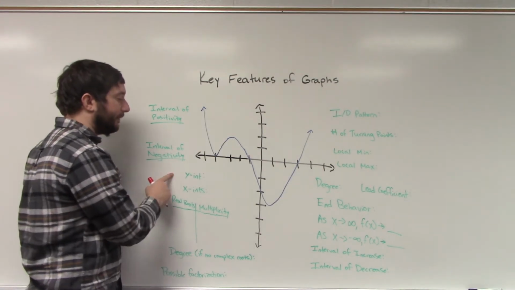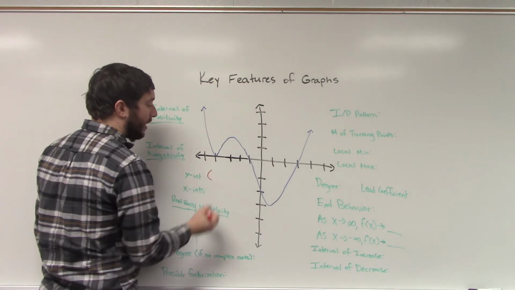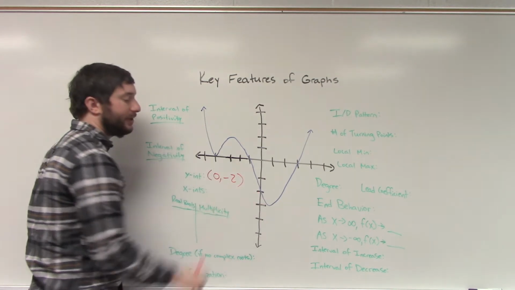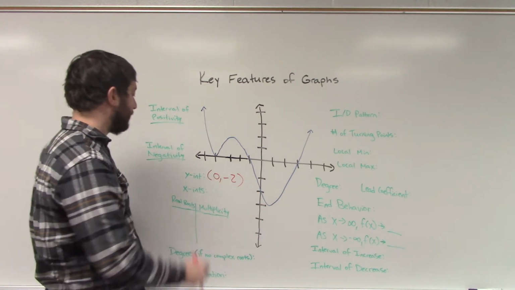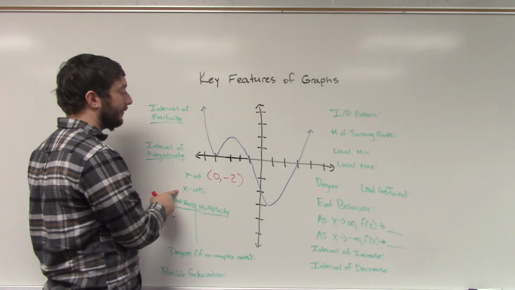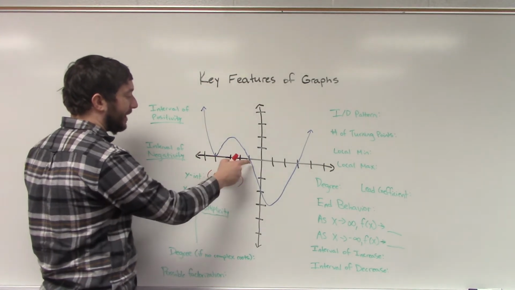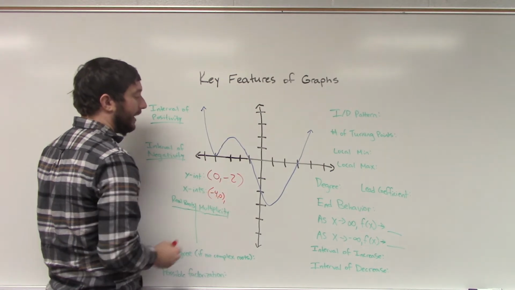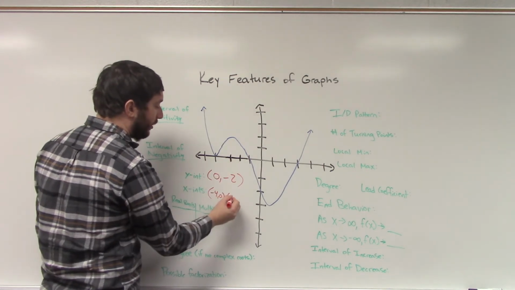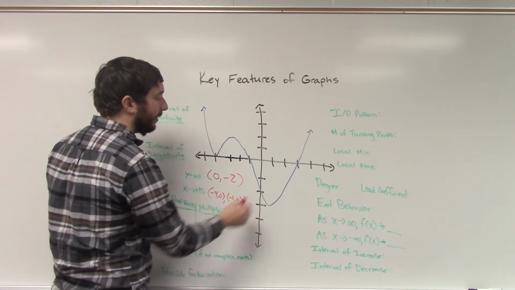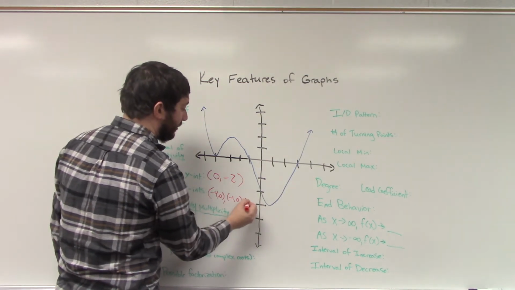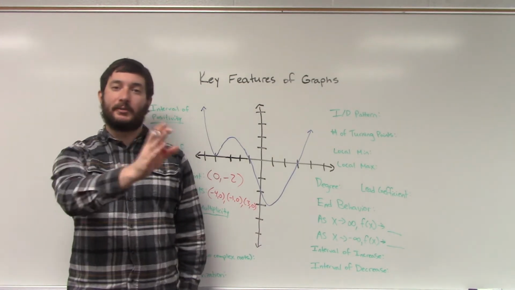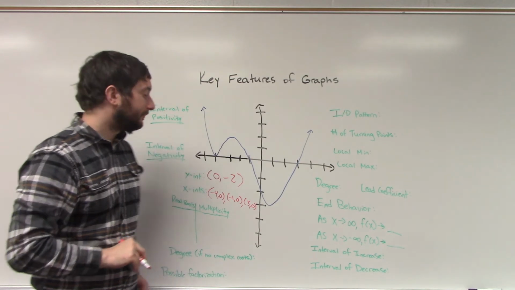The y-intercept here, for example, x comma y, is (0, -2). That's where the graph crosses the y-axis. Versus the x-intercepts, where does the graph cross the x-axis? In this case at (-4, 0), (-1, 0), and lastly (3, 0). Okay, x, y. Look left and right first, and then up and down.